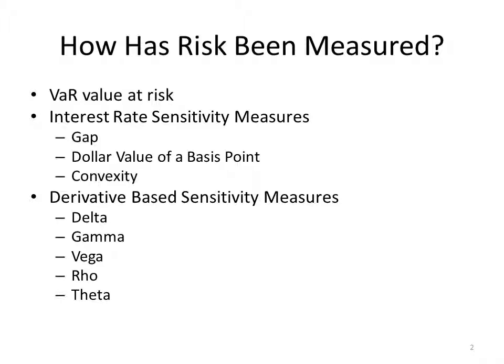we have to consider various different ways that risk has been measured with respect to option contracts. One of the popular methods that we will look at soon is VAR, or VaR, value at risk. We'll also consider some such as the interest rate sensitivity measures of gap and dollar value of a basis point and convexity. For today, our focus will be on the derivative-based sensitivity measures delta, gamma, vega, rho, theta, and related ideas.